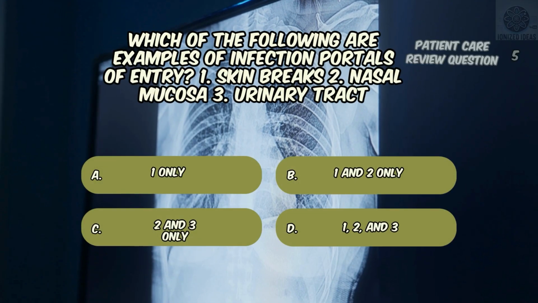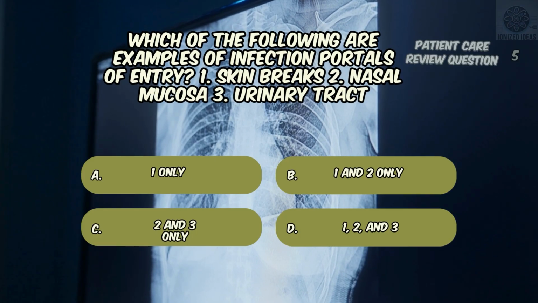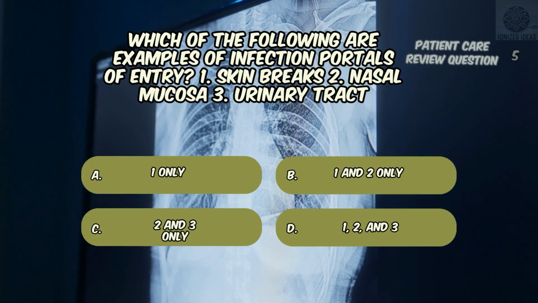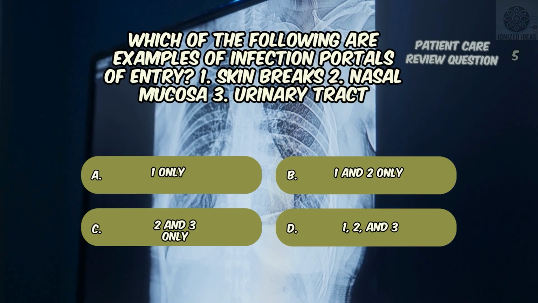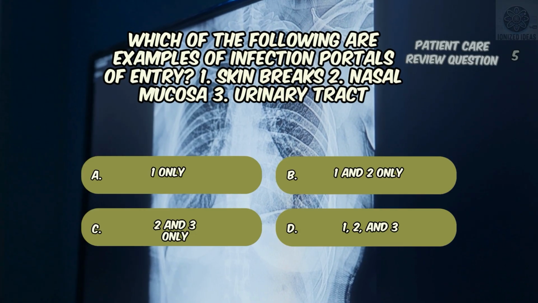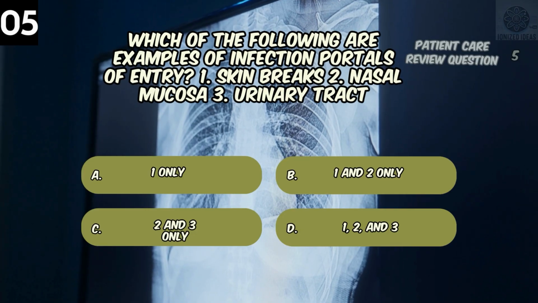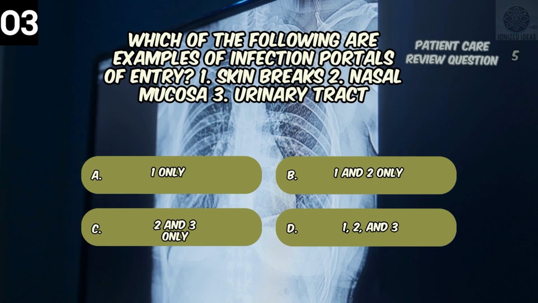Which of the following are examples of infection portals of entry? 1. Skin breaks, 2. Nasal mucosa, 3. Urinary tract. A. 1 only, B. 1 and 2 only, C. 2 and 3 only, D. 1, 2, and 3.